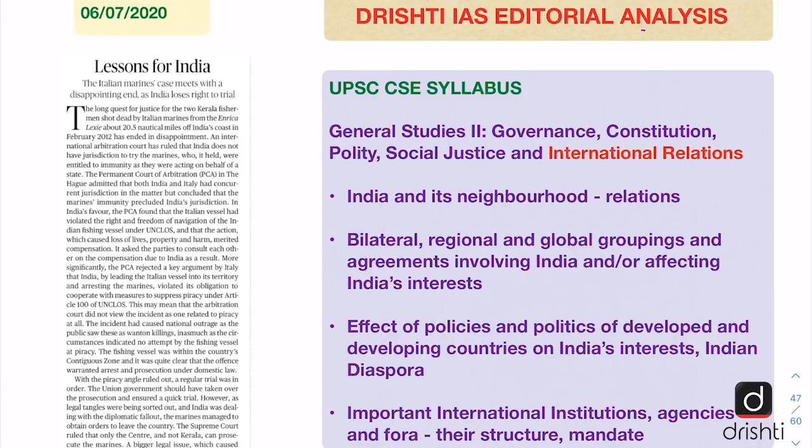So let us look at its linkage with the syllabus. We find that it links directly with GS paper 2, where we have international relations as the major topic. And under this, it links with bilateral relations between India and Italy. Also, it links with important international institutions like UNCLOS and the Permanent Court of Arbitration, which has ruled on the matter. So after establishing the linkage with the syllabus, now let us look at its key points.